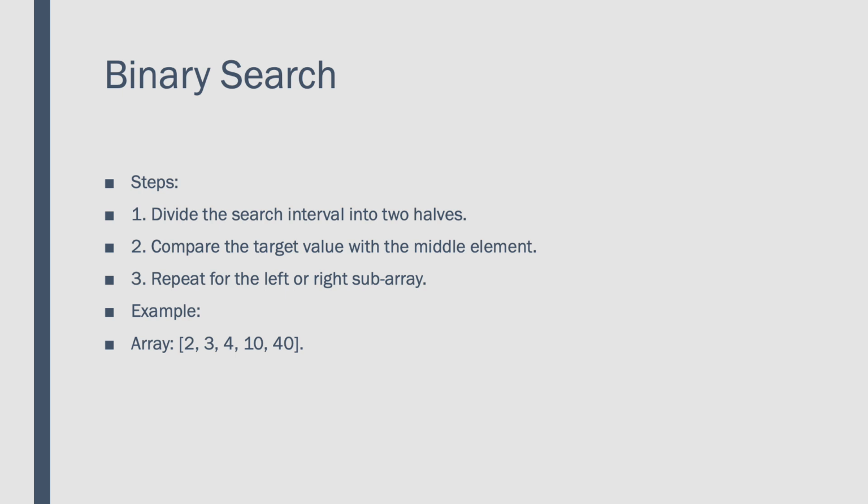So make sure you remember that array indexes don't start from 1. You cannot count from 1 to 5. The index means the address in the array. So the value 2 is at index 0, the value 3 is at index 1, the value 4 is at index 2, the value 10 is at index 3, and the value 40 is at index 4.